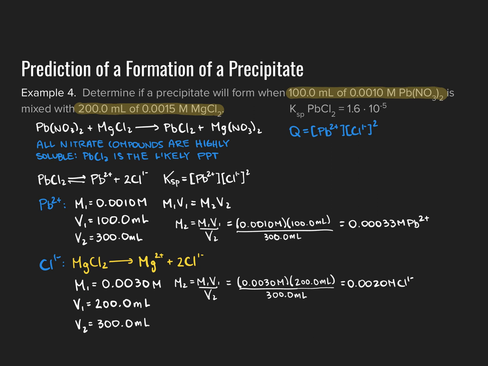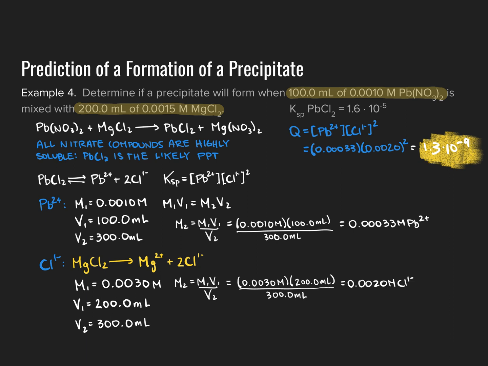So given that KSP is equal to the concentration of that lead-2 ion times the concentration of chloride ion squared, I will now make a Q calculation with my current concentration of lead ion, again of 0.00033, times the concentration of chloride ion, which is calculated there, of 0.0020, and again that gets squared in our calculation. And upon calculation of my value of the reaction quotient Q, I find here a value of 1.3 times 10 to the negative 9.